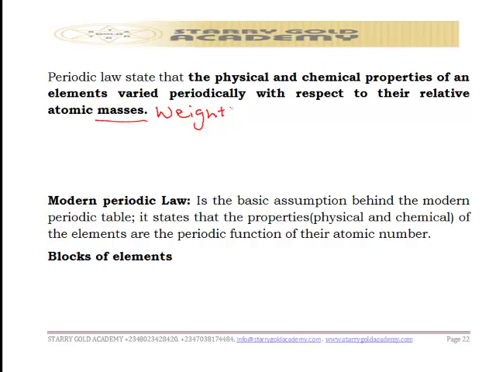So the periodic law was based on what? The relative atomic mass or relative atomic weight. That is what his arrangement on the periodic table was based on. So he arranged the elements in increasing order of their relative atomic weight. Now, the elements having similar properties kept what?